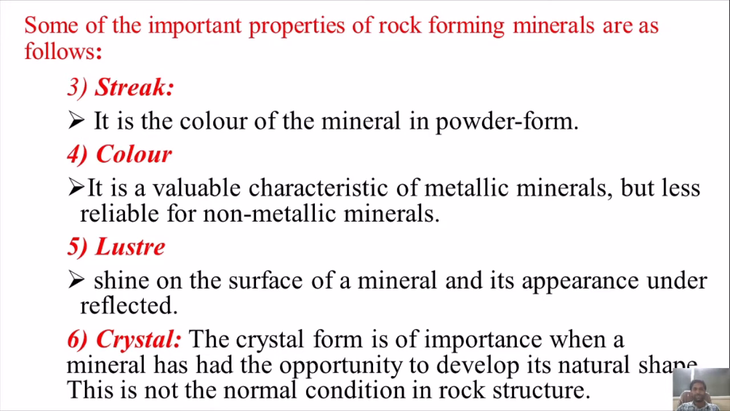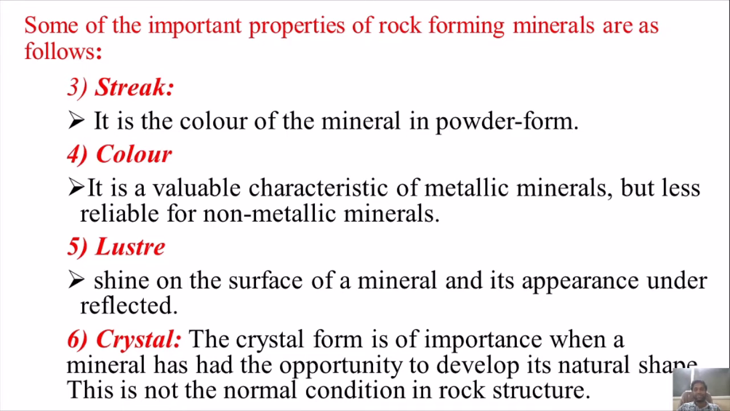Luster. Luster is the shine on the surface of a mineral and its appearance under reflected light. Luster is basically the reflection when you throw light on a particular metal. This reflection is also called shine. The shine of a mineral surface is called luster. In luster, you have many aspects like shiny, polished, matte finished and so on. This comes under the lustrous surface. It will show differently, as different minerals have different lusters.